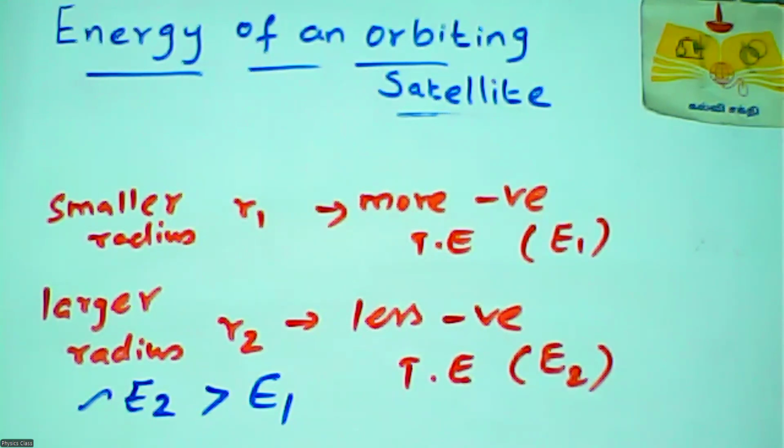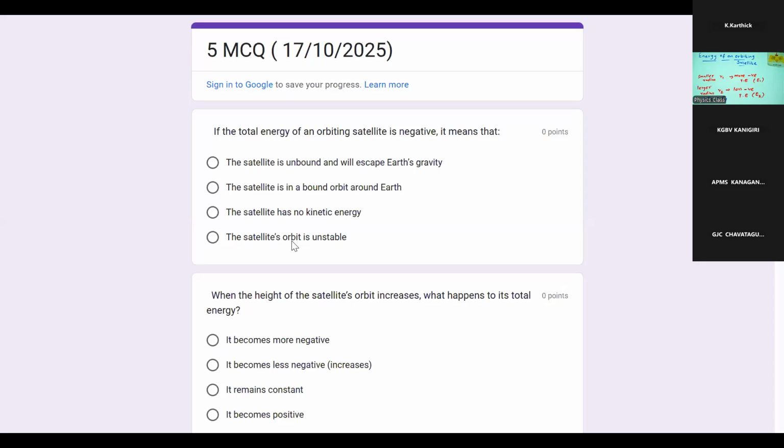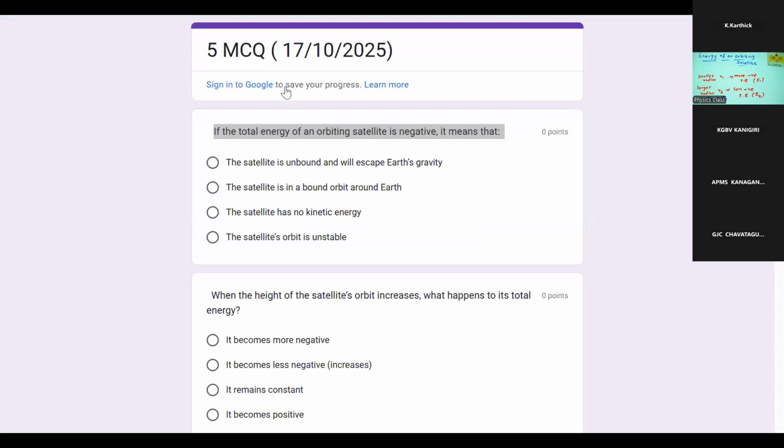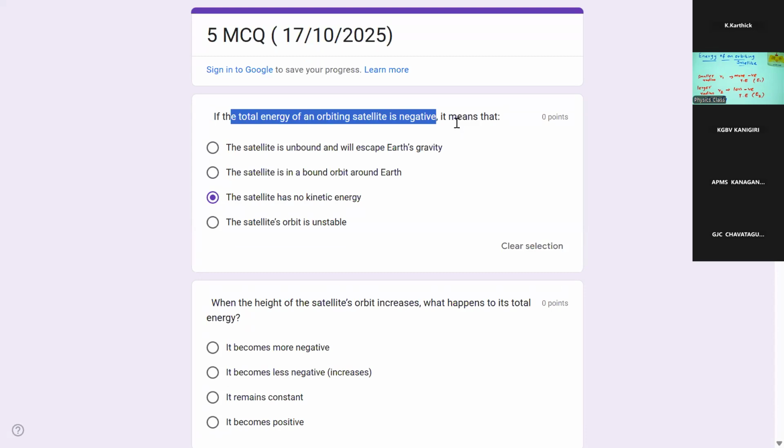Now I will share the screen, 5 MCQ. Okay, I will share the screen now. First question: if the total energy of the orbiting satellite is negative, it means that what is the answer?